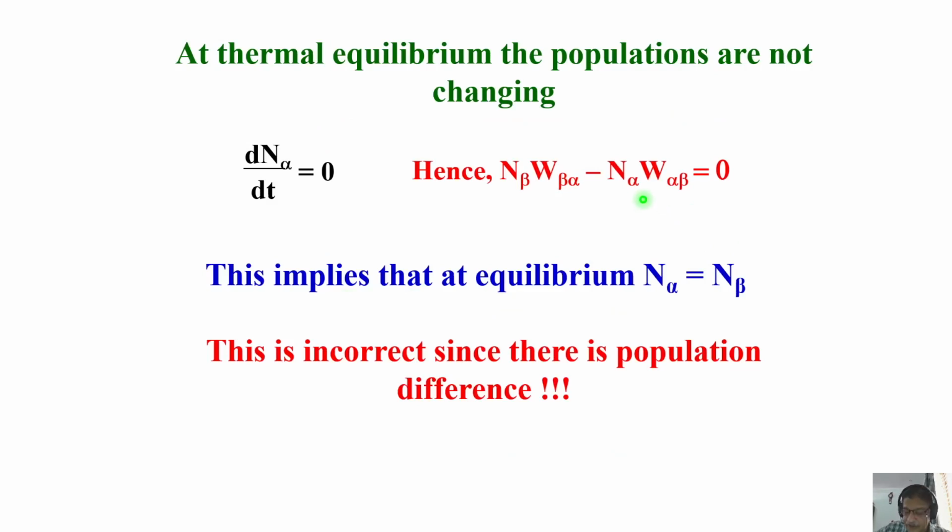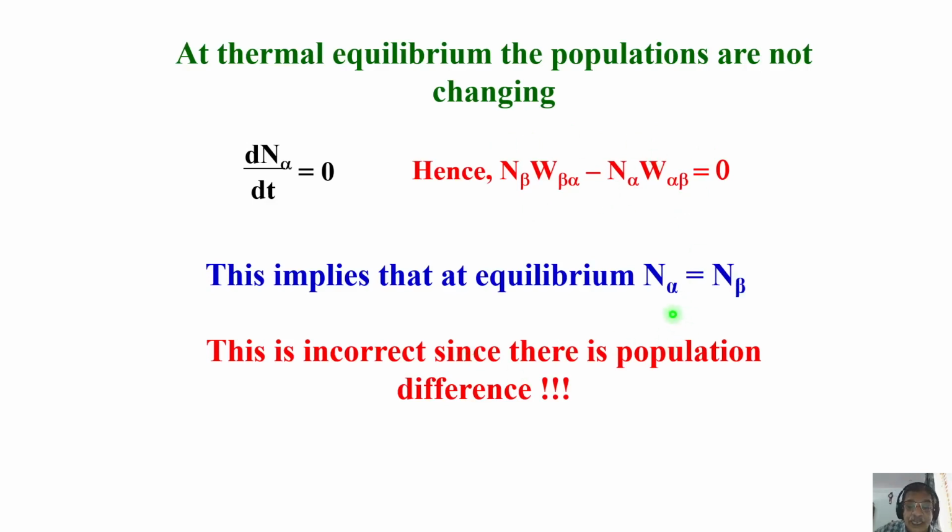Now, if we equate this, what is going to happen? At thermal equilibrium, there is no more change. Both terms are equal, which implies that at equilibrium, n alpha should be equal to n beta. This is something strange. n alpha has to be equal to n beta so that this term goes to zero.